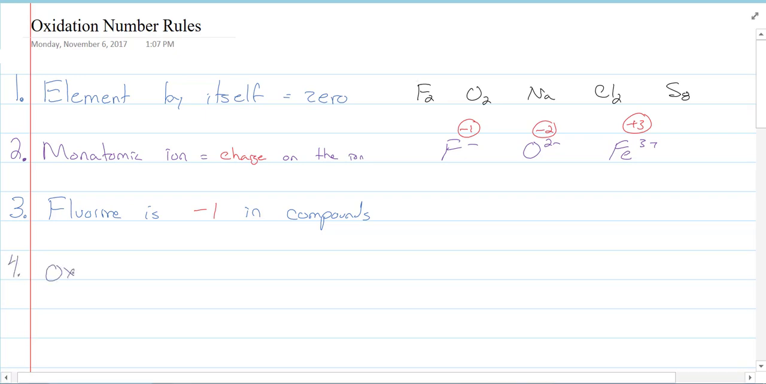Rule 4: oxygen is -2 in compounds. Except with fluorine, it doesn't look like fluorine to me. Let's fix that. There we go. OF2 with fluorine, peroxides, and superoxides.